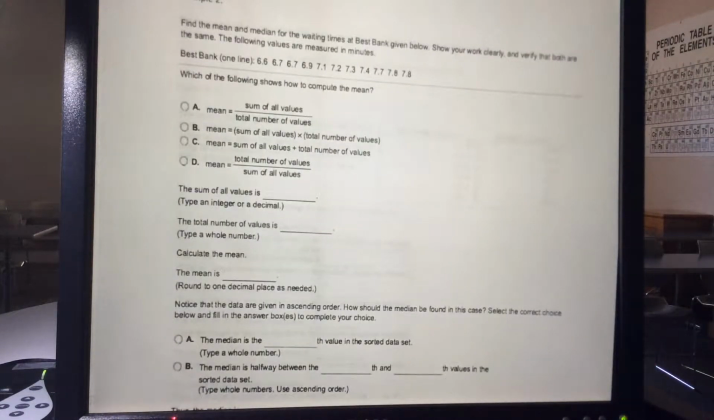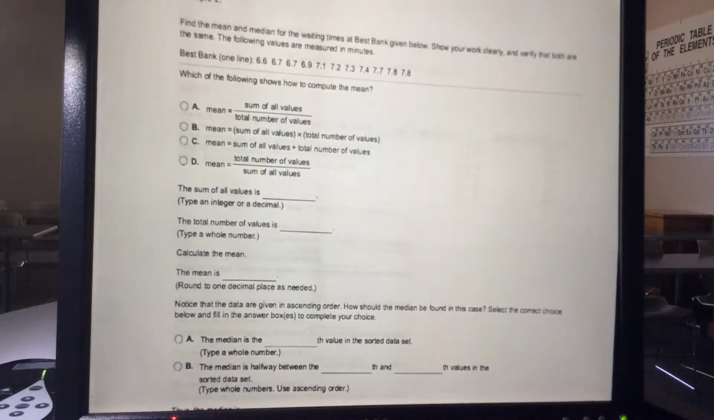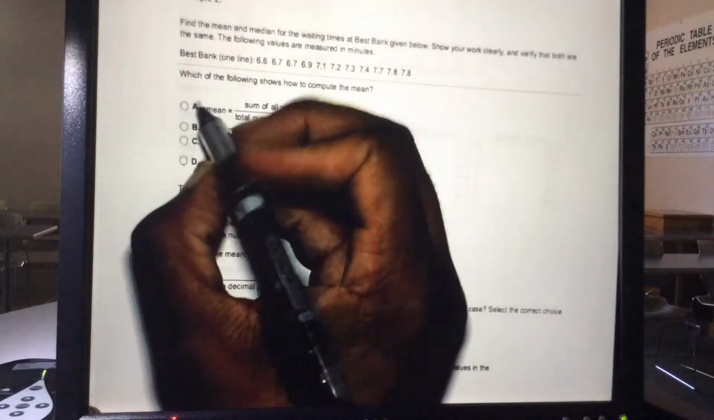Okay, example 2. Find the mean and median for the waiting times at Best Bank given below, just like we did in example 1. Which of the following shows how to compute the mean? Well, it has to be this one. You take the sum of all your data values. That sum is divided by the total number of data values that you have. So it's that particular formula that we talked about in the last video.